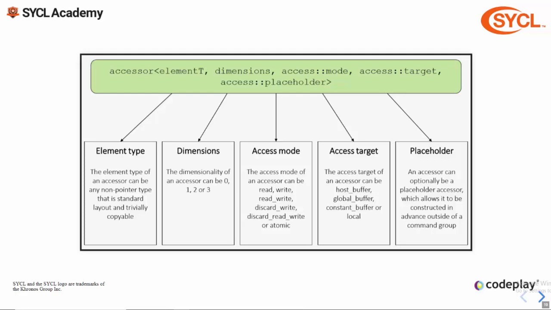Then there is the access mode, which is used to describe whether the accessor is reading and writing to the data. There are also discard variants of these, which describe an anti-dependency, explicitly specifying that the original data can be discarded. Next, there is the access target, which specifies the memory space that the memory is going to be accessed in. There are additional access targets for images that I've not described here, but I won't be covering these in this lecture. Finally, there is the placeholder parameter. This is an optional mode which allows certain accessors to be constructed outside of a command group and registered later.